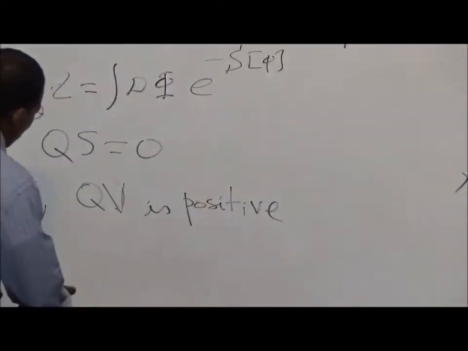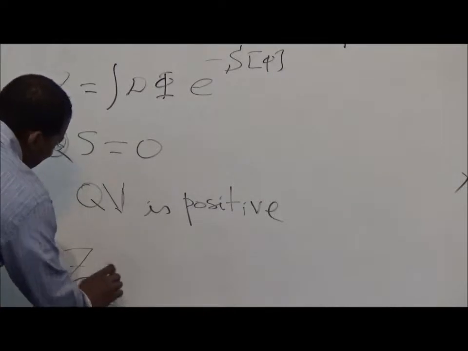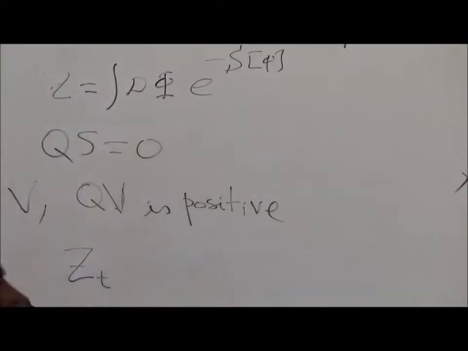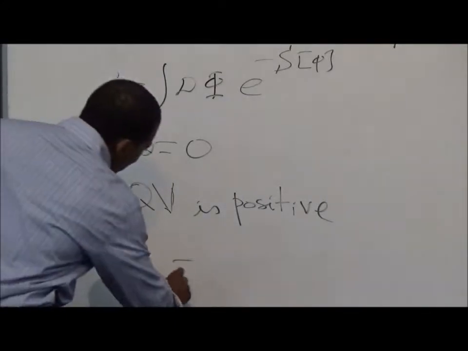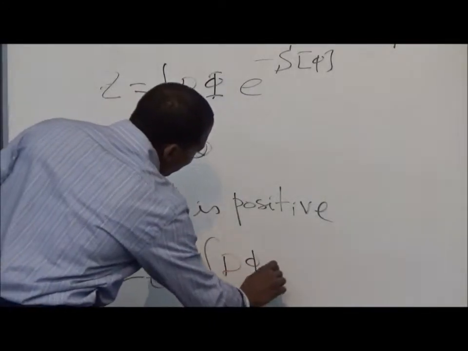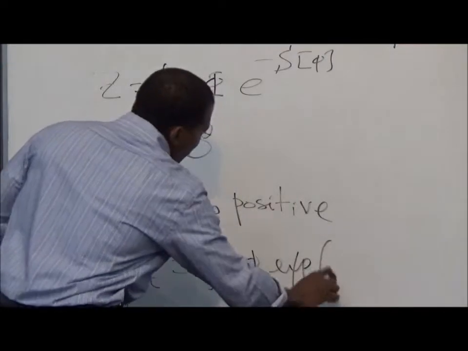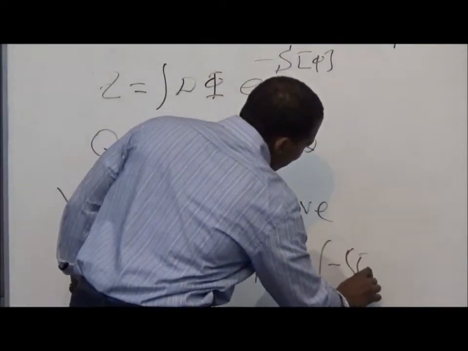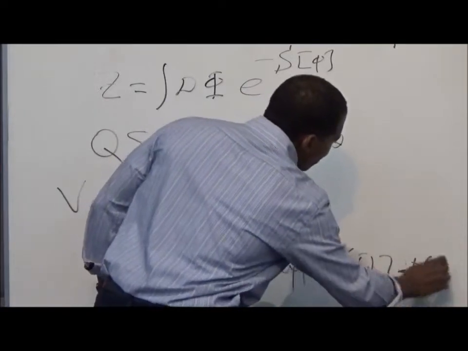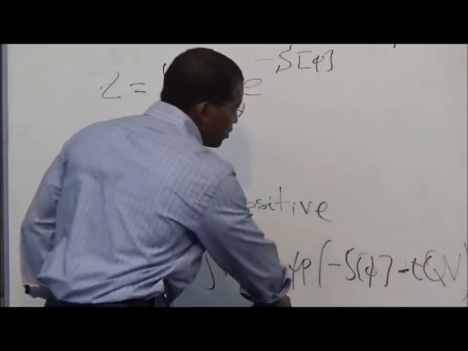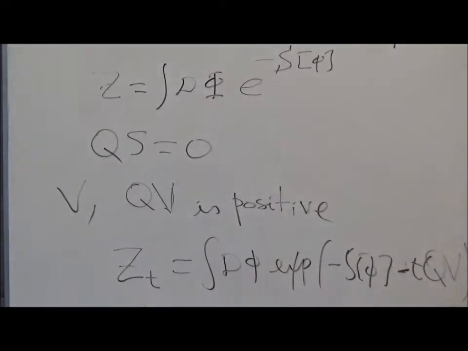Okay, then I want to consider the following problem. Instead of my original path integral, I'm going to deform it by some parameter t. Now my problem becomes the integral of d phi exponential of minus S of phi minus t QV. That's the deformation I want to do to my theory. Now, in principle, I went to a different theory with a different action. It depends on this parameter t.